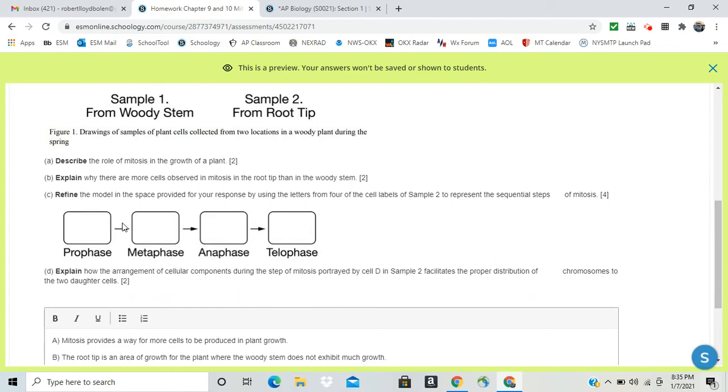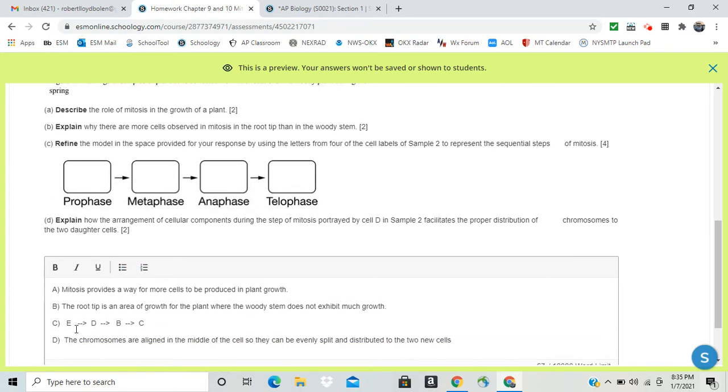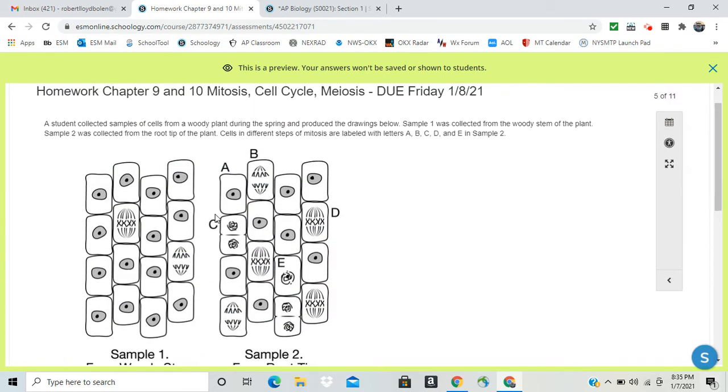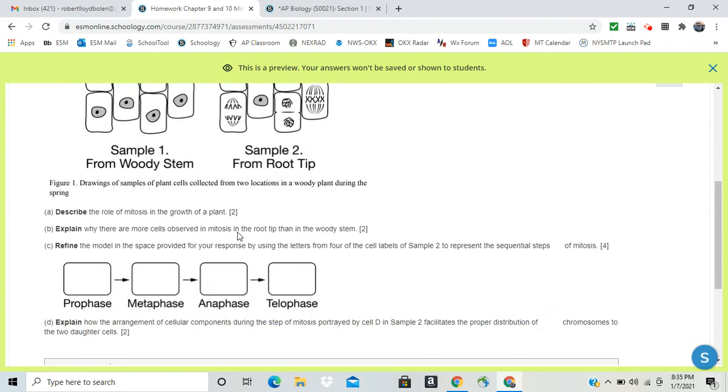Letter C says refine this model in the space provided for your response by using the letters to represent the sequential steps of mitosis. So if you look at this, E, D, B, C, those would be the sequence of steps. E would be prophase, metaphase is D, anaphase, you can see them moving apart. And then the last one is C, it's telophase, where you're starting to form those two new cells, and you can just start to see that that cell plate is forming in there, splitting the cells into two.